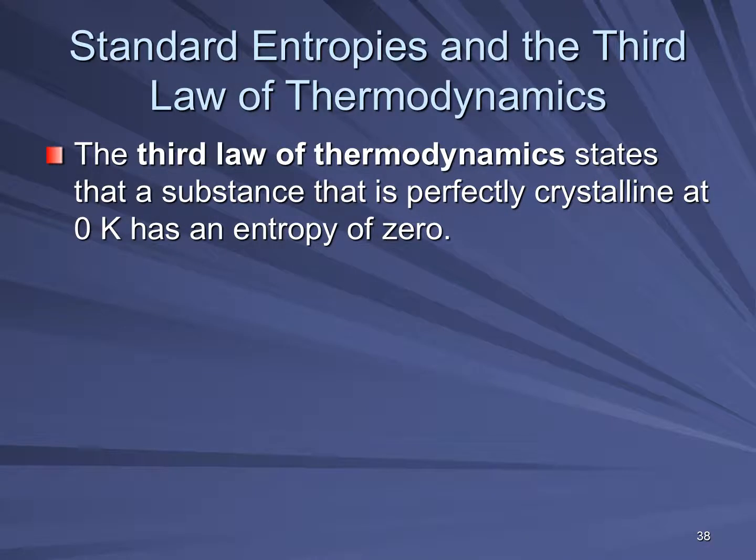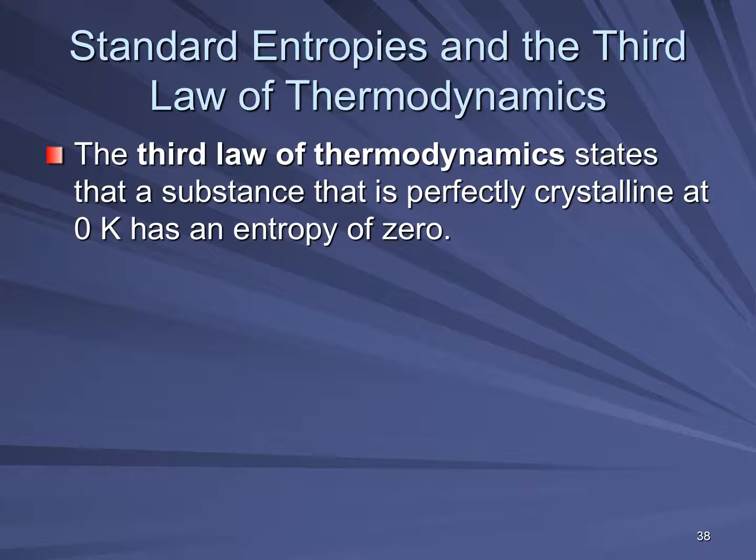If you keep taking something and making it more and more ordered, so that you have a perfectly crystalline compound that is totally motionless, it has an entropy of 0, and you have gone all the way down to 0 degrees Kelvin, which is absolute zero. Basically, absolute zero means absolutely no movement at all. So the third law of thermodynamics says that a substance that is perfectly crystalline at 0 degrees Kelvin has no entropy.